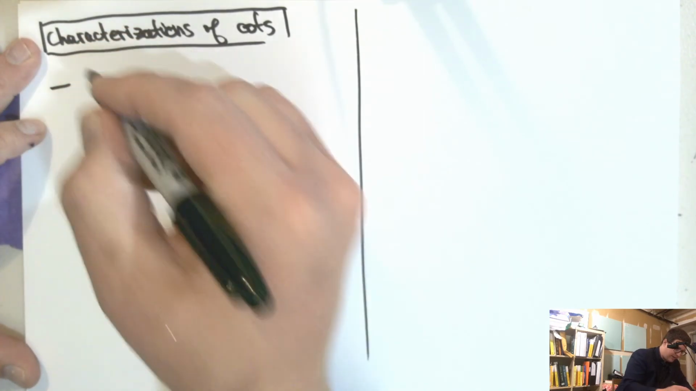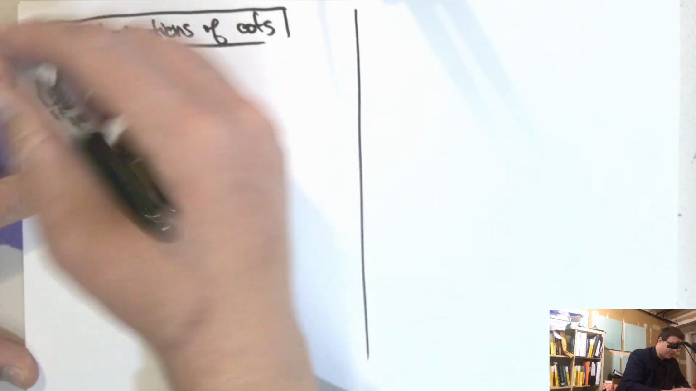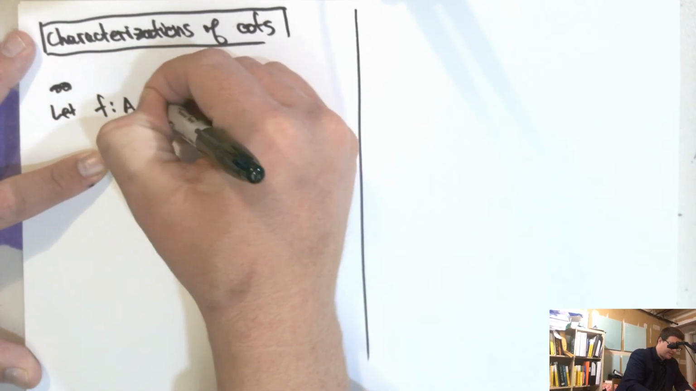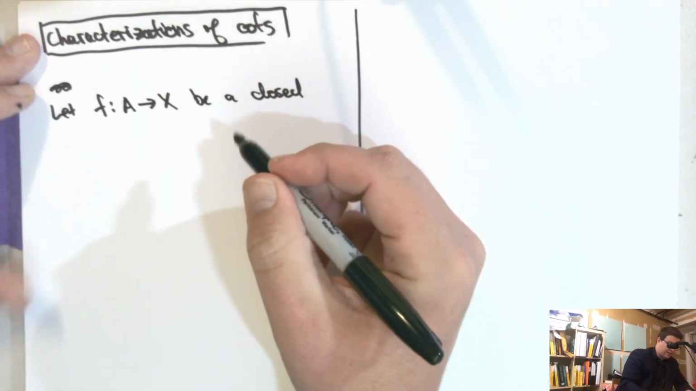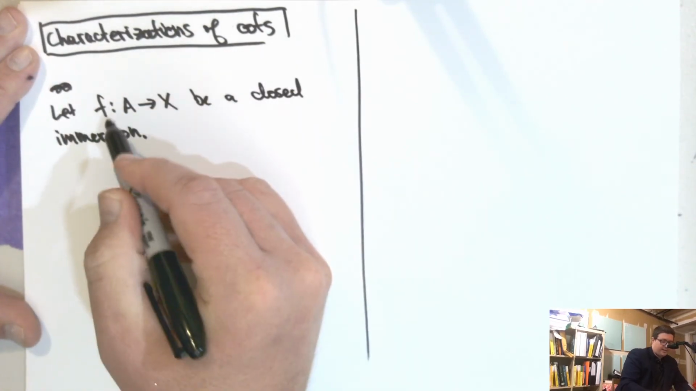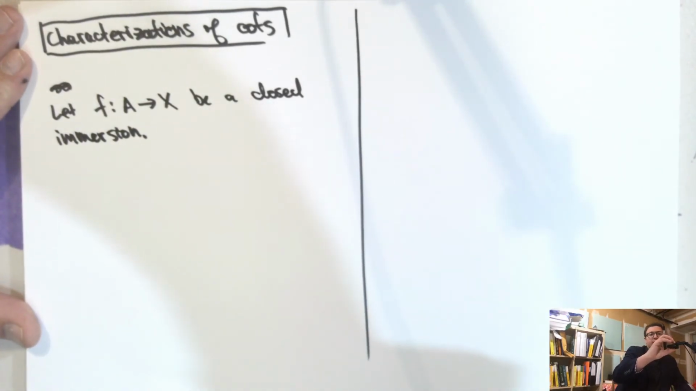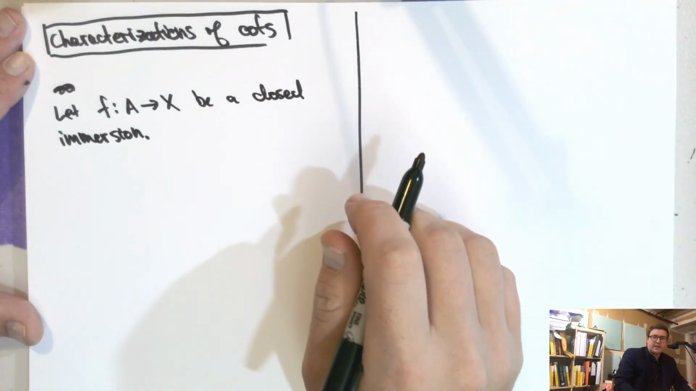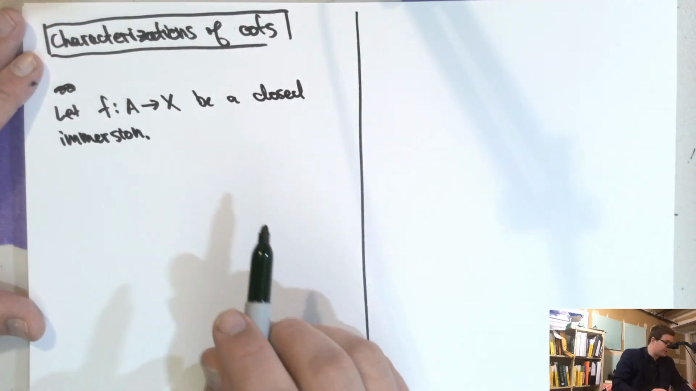Okay, so let me draw the mapping cylinder. We saw before that all cofibrations are closed. So let f from A to X be a closed immersion. This means that A is isomorphic to its image as a topological space, and that the image is a closed subspace of X. And so we can really identify A with a closed subspace of X.